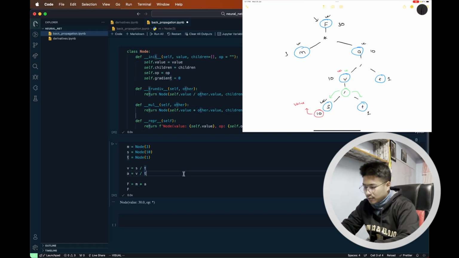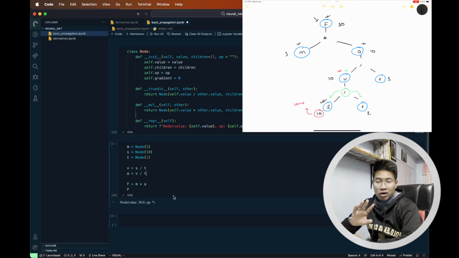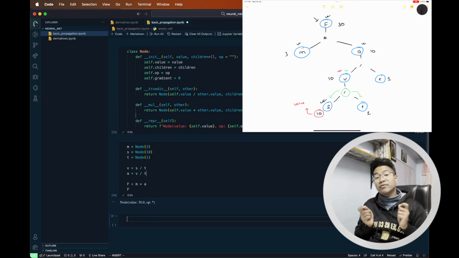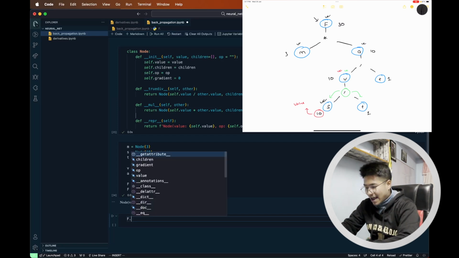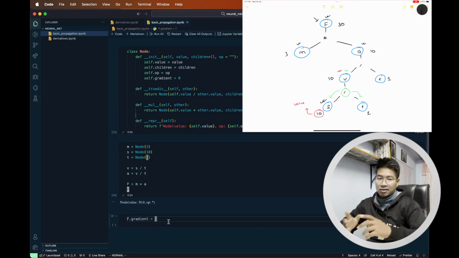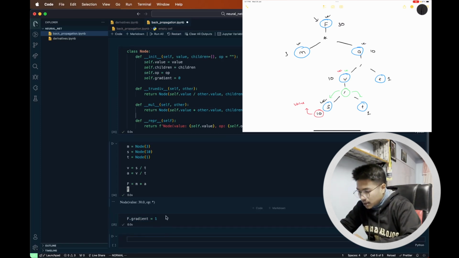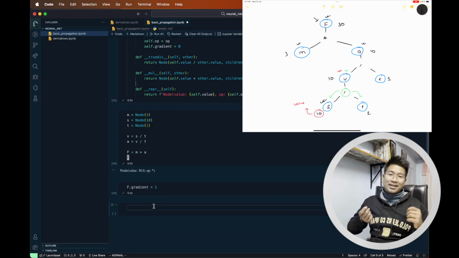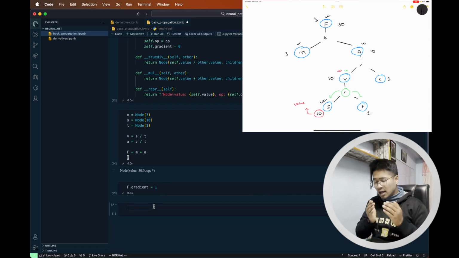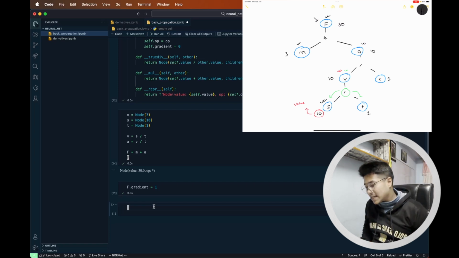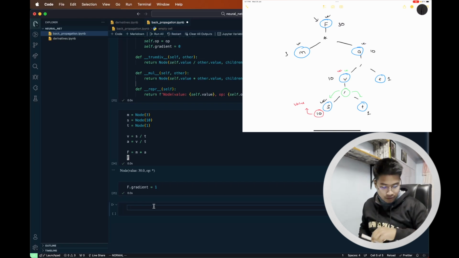I can do this now, and everything still works out well. Let's now do the first step of the backward pass, which is that f dot gradient should be equal to 1, and this is always going to be a 1. Does that make sense? Okay, what is the next step? The next step is to look at this graph again.